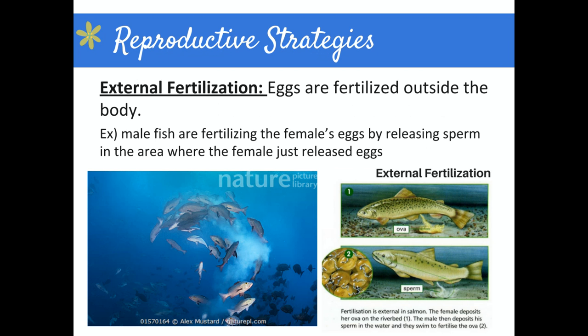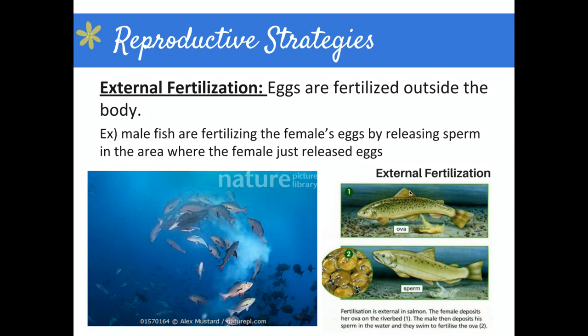This is different from external fertilization. This is when the eggs are fertilized outside of the body. This is more common in animals like fish or amphibians. So for example, in this picture, we see male fish are fertilizing the female's eggs by releasing sperm in the area where the female just released eggs.